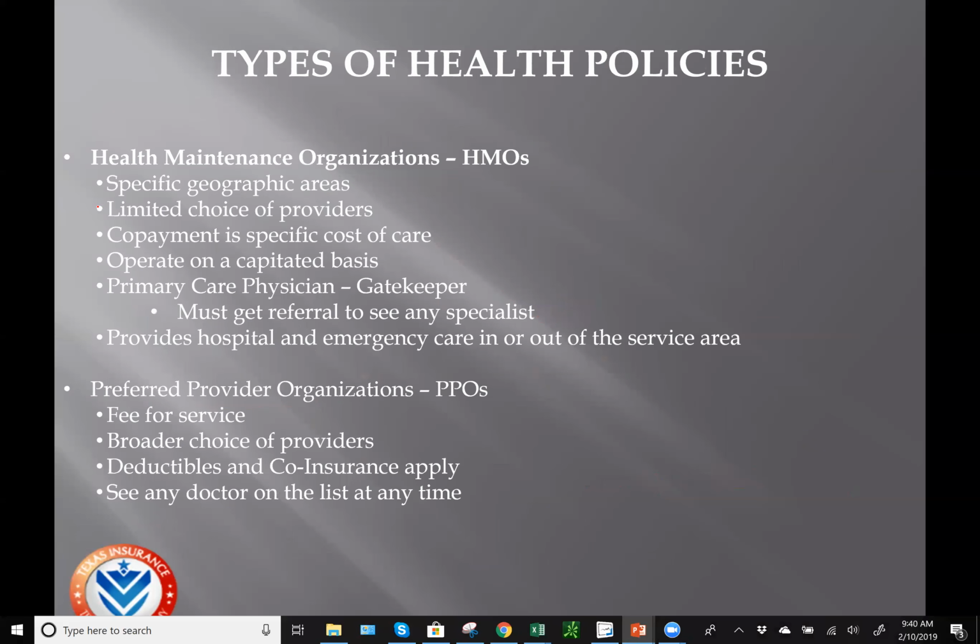HMOs have a limited choice of providers. It's actually the most limited choice of providers between the three different plans we talk about. You must pick from doctors and hospitals on their list.